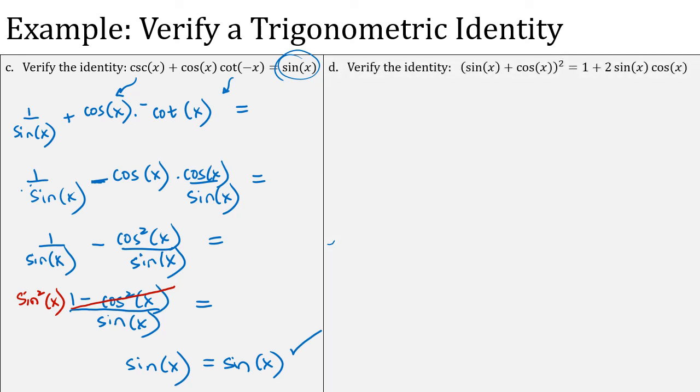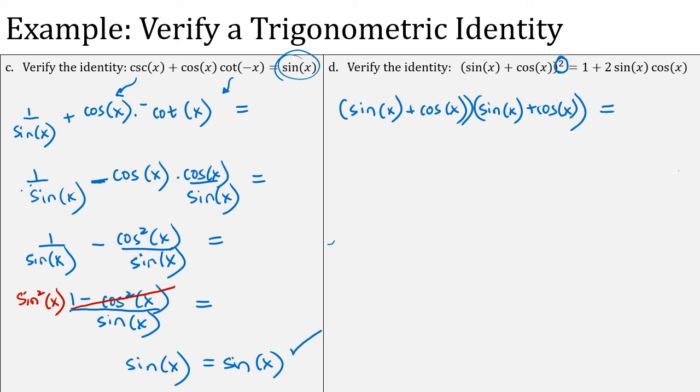Verify the identity: the sine of x plus the cosine of x, that whole quantity squared, does that equal 1 plus 2 times the sine of x times the cosine of x? All right, so do we want to work on the left or do we want to work on the right? I think working on the left looks more complicated. And I put this example in because I want to remind you what it means to square something. What that means is that the thing on the inside, the sine of x plus the cosine of x, needs to be multiplied by itself.